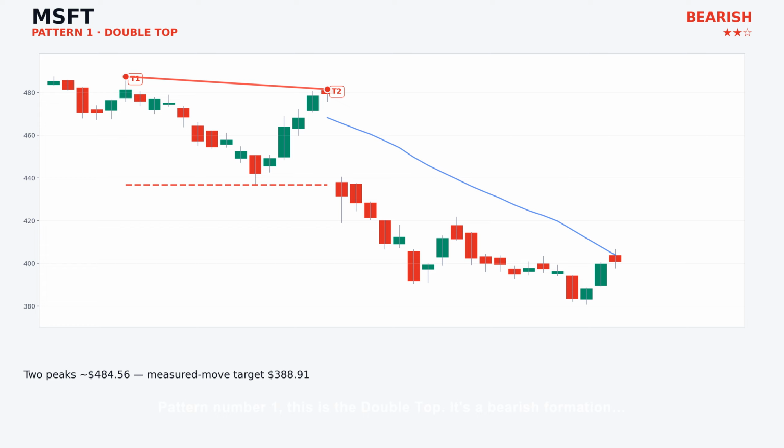The textbook measured move projection is 9.0%. That's the typical decline once the pattern fully completes. It's a guide, not a guarantee. So we still need our SL in place.